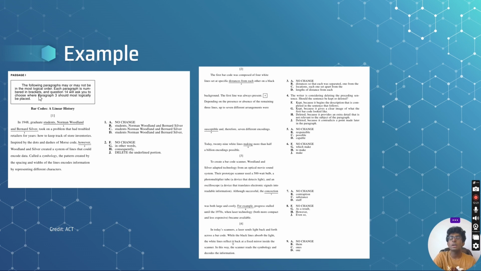Question 14 will ask you to choose where paragraph 3 should be most logically placed. So see if paragraph 3 doesn't make sense where it is, or should it come before or after another different paragraph. All right, so I'll pause here for a second.